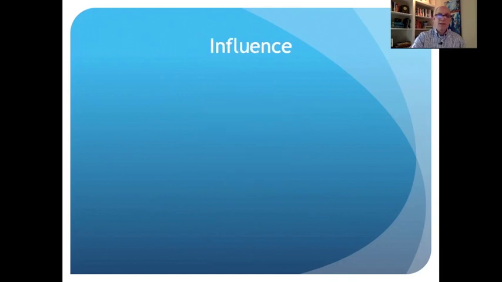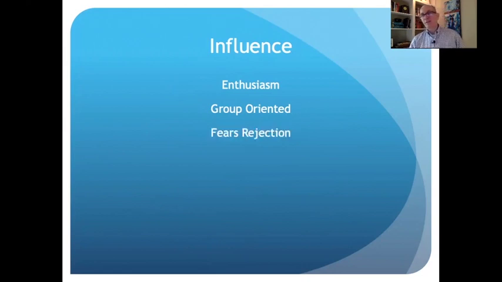Let's take a look at influence. If you're a high I, the priority for an I is enthusiasm. You'll see them get excited, lots of energy there. They're motivated by group orientation. They want to be, where's the party? Where are they going to be? The basic fear of a high I is rejection.